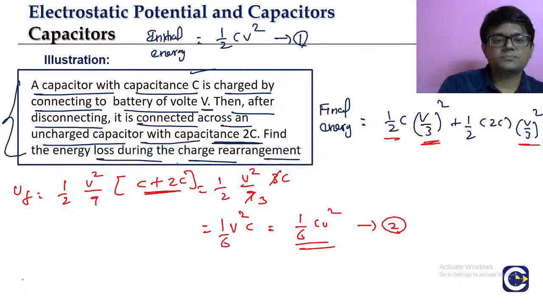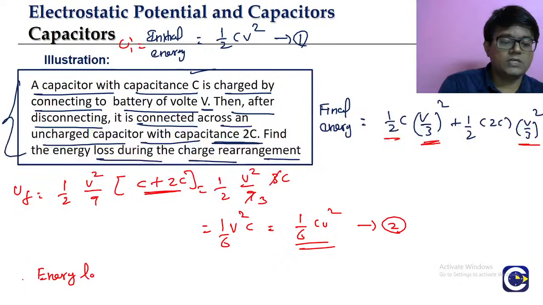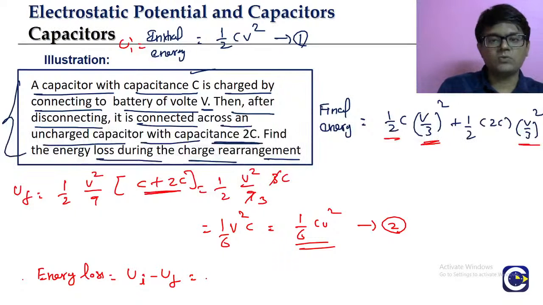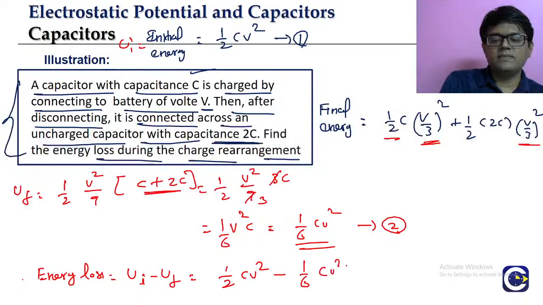This is U final, and that is U initial. What are they asking us? Energy loss. Energy loss will be what? Energy loss is U initial minus U final. When do we say loss? Like when you are doing a business, right? You have initially more money. After doing business you are having less money, that is loss, right? So if I am asking you what is your loss, what will you do? Initial minus final money, right? So initial energy is half CV square minus final energy, which is 1 by 6 CV square.